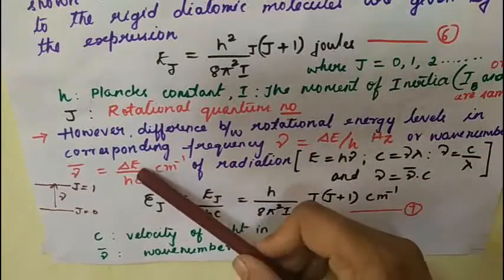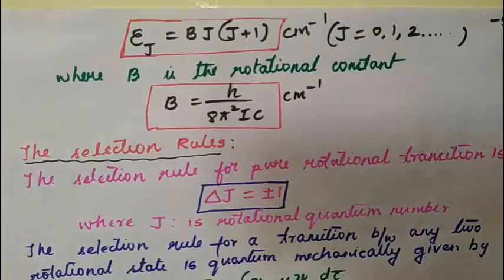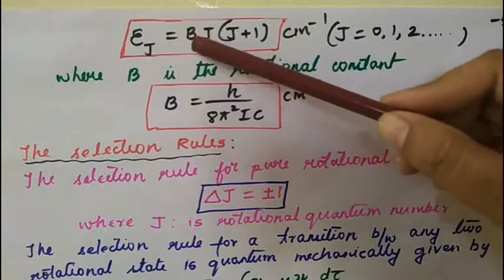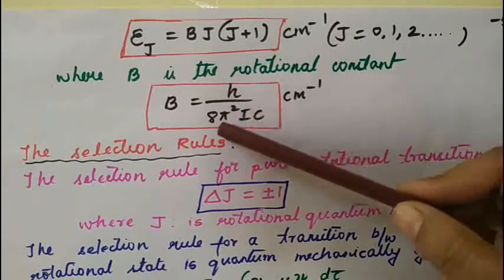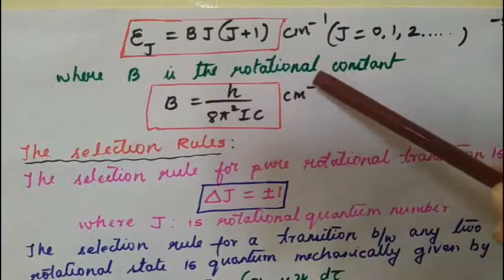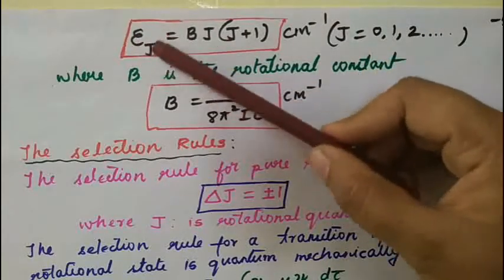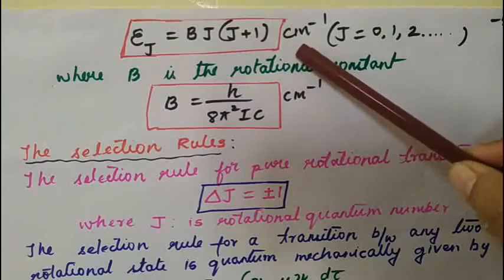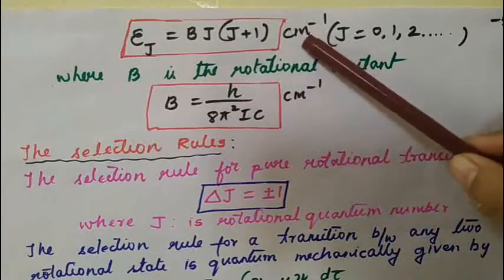These expressions are important, equation number 6 and 7. Now, equation 7 can be written as epsilon subscript j is equal to B j into j plus 1, because h by 8 pi square IC is taken as the constant B, and B is nothing but the rotational constant. Finally, we have the expression epsilon subscript j, that is the wave number, is equal to B j into j plus 1 per centimeter. So this is the final expression for the rotational energy level.